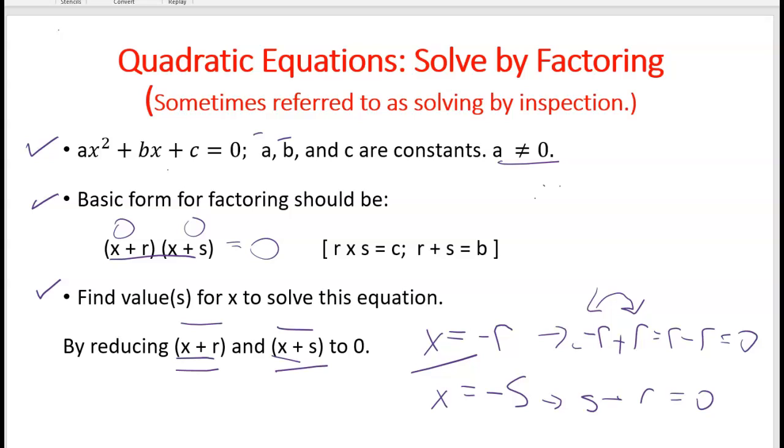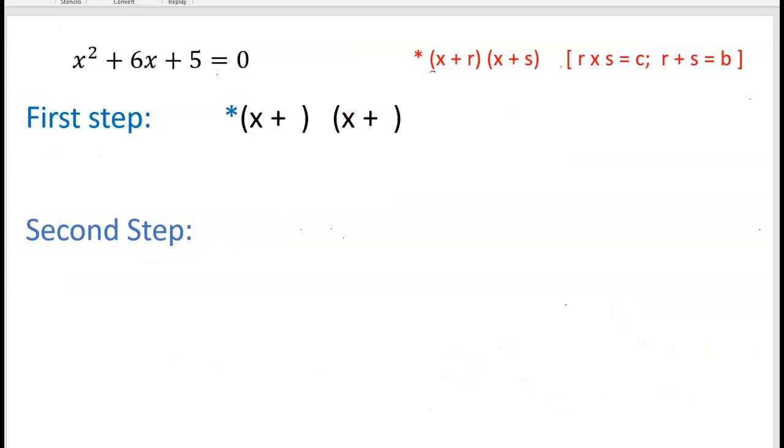Now, let's go on to the next slide, and let's actually do some work. X squared plus 6x plus 5 equals 0. Okay? What is the value for r and s?